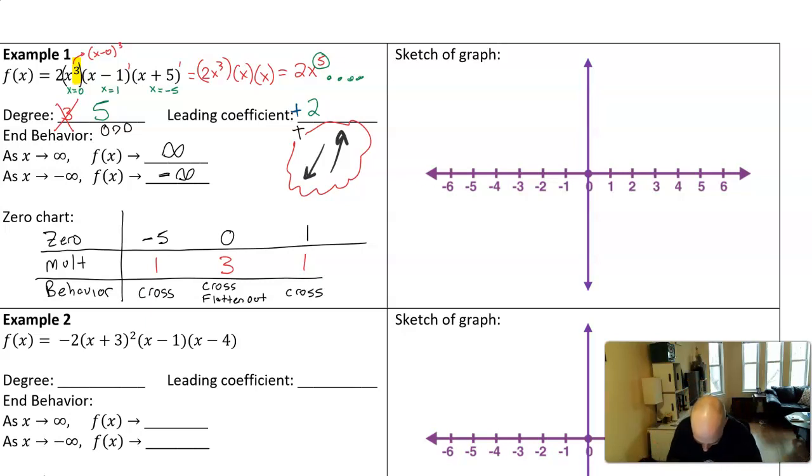Okay. So first, I'll plot the 0 at negative 5. I'll plot the 0 at 0, and I'll plot the 0 at 1. Oh, I have some zeros really close together. That's fun. Okay, we'll have to zoom in when we plot those two.